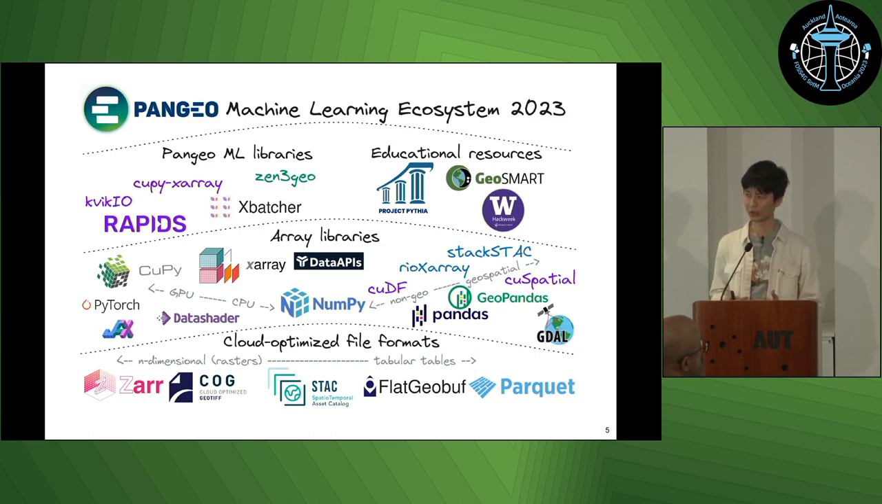So there's three layers to this. On the bottom row, there are the cloud optimized file formats. Leo had a good overview of some of these before, from Zarr to Parquet. These are file formats where you can access specific chunks or subsets of the data without reading the whole file. So that's the bottom layer.